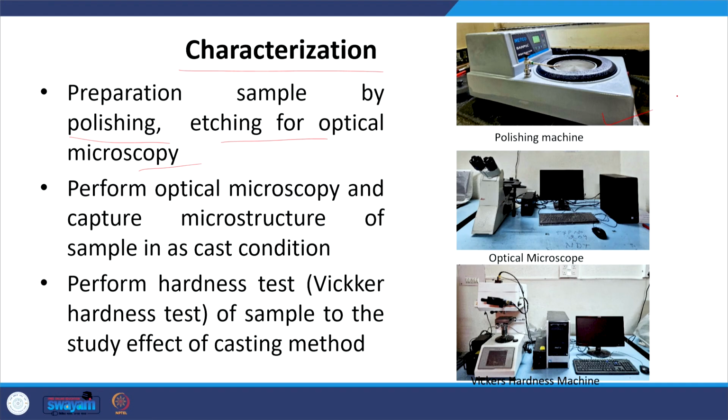So, this is a typical polishing machine, and then a microscope is to be used for optical microscopy to capture the microstructure of the sample in as-cast condition, and later on when it is processed through FSP, heat treatment or TIG remelting. So, we need an optical microscope, and to check the effectiveness of the microstructural control, we need to check the hardness of the processed samples.